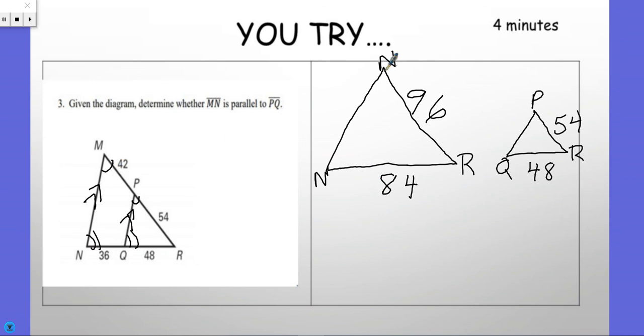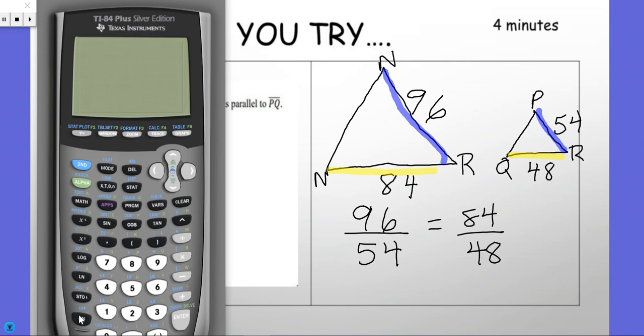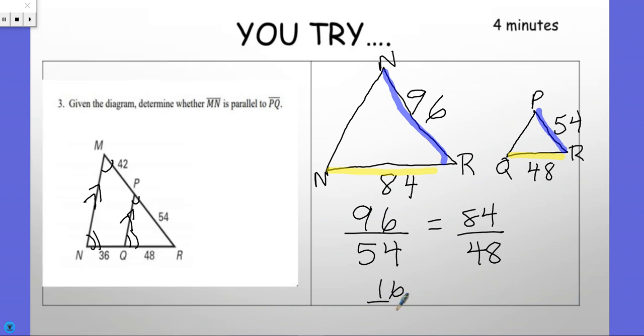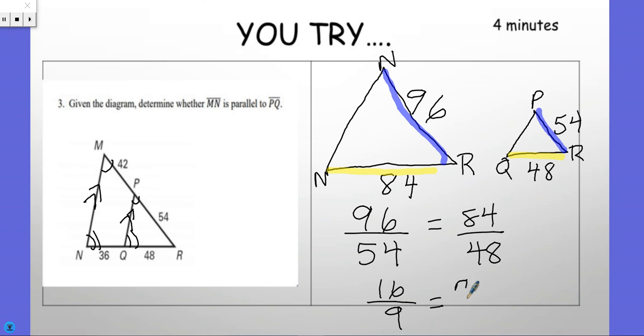All right, so I'm going to do my ratios to make sure that this is good. And I'm going to go, this one matches this one. So if these are proportional, then we're in the game. So I'm going to say 96 over 54 equals 84 over 48. So I'm going to grab the calculator, go ahead and reduce those. 96 over 54 equals 16 over 9, and 84 over 48 is 7 over 4.